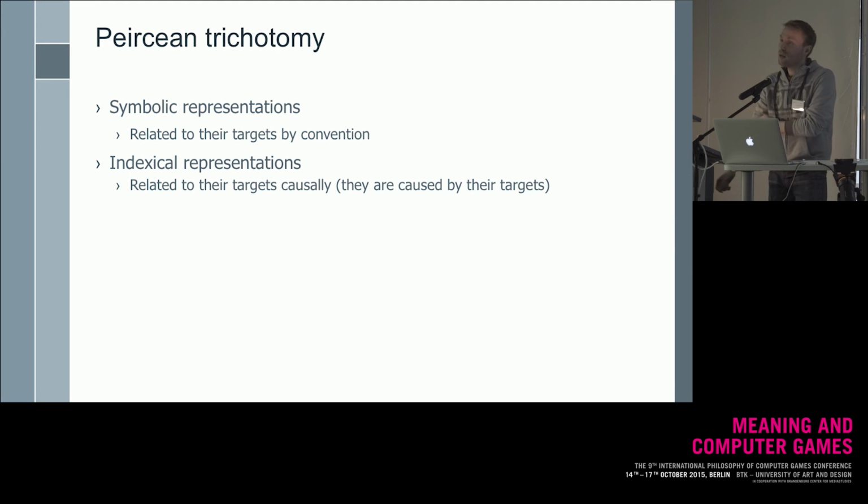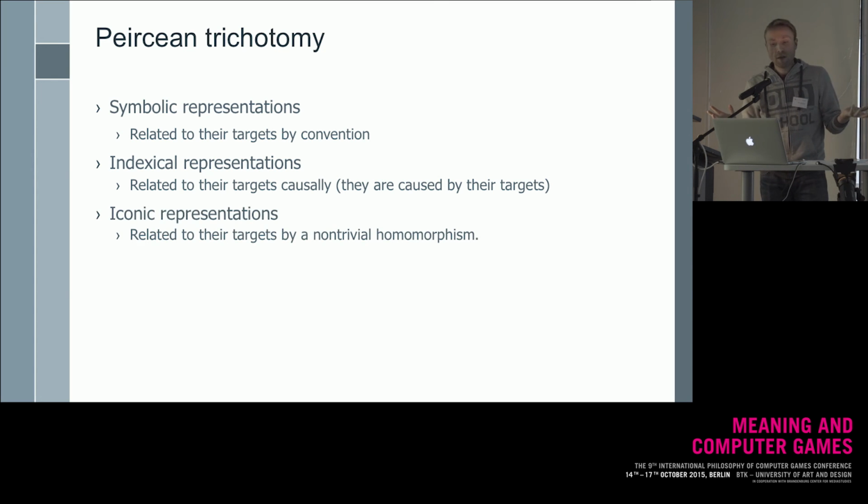Indexical representations are related to their targets causally. Basically, they are caused by their targets. They are the effects of their targets. The best example of an indexical representation is animal tracks. Animal tracks are representations of an animal which, I don't know, ran a second ago through the forest. Why are they representations of the animal? Because they are caused by the animal. So the relation of physical cause and effect creates indexical representations.